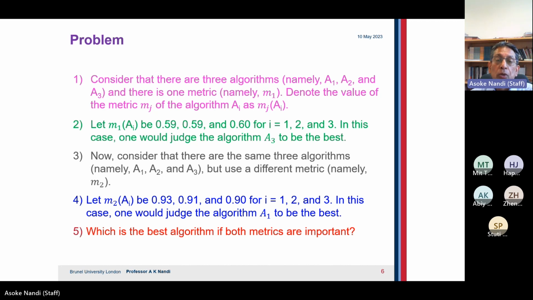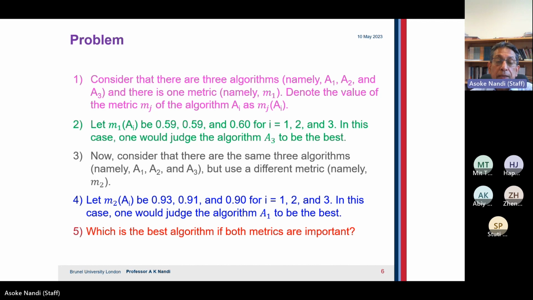It's not M1 anymore. Let's call it M2. And on that metric, the same three algorithms measure up 0.93, 0.91, 0.9. And if we look at this, again, it's easy which is the best because that's the largest. So in this case, you would say that algorithm A1, because that's the first one, is the best. So it's easy in the green scenario with M1, which is the best, which is A3. And blue is easy, A1 is the best.